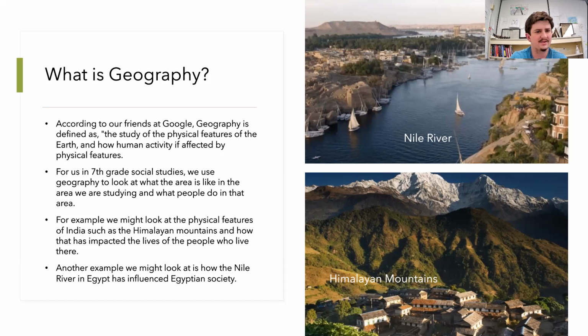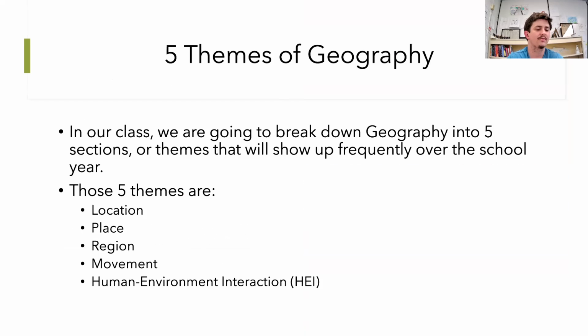And then to help us do that, we're going to break it down into 5 themes that will show up quite a bit over the course of the school year. Those are location, place, region, movement, and human environment interaction, or if you want to abbreviate it, HEI. That is perfectly fine with me. You don't have to spell that out every single time. So going forward, if you just want to put HEI to show that you're talking about human environment interaction, perfectly fine. I wouldn't want to write that all the time either.